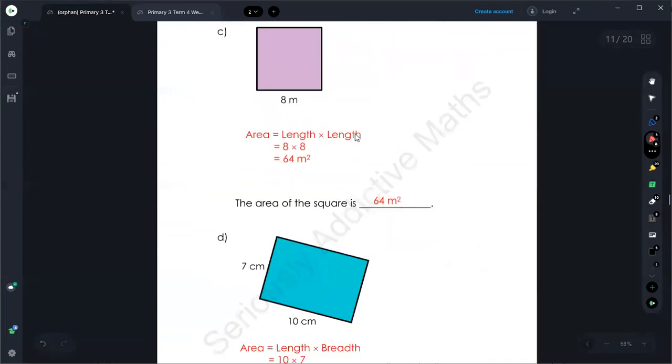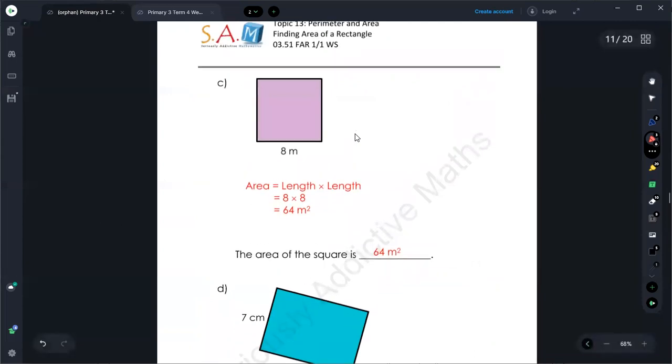After that, I would just skip to some of the questions. Perhaps I think this would be good here: questions C and D. For the area of the square, they're given one dimension here. So they need to do length times length, or length times breadth. Do they know the other dimension? Yes, they should know, because it's a square. If this is 8 meters, this is also 8 meters.